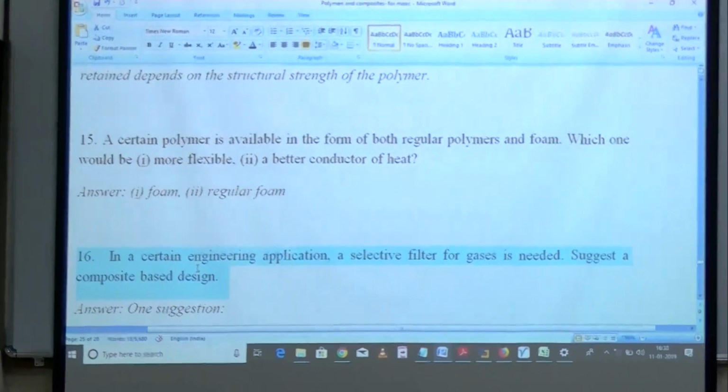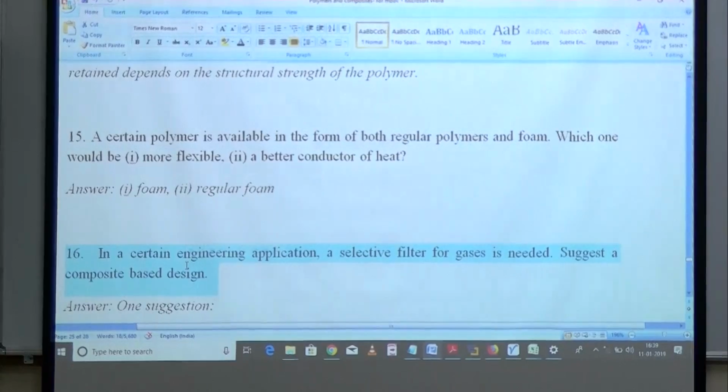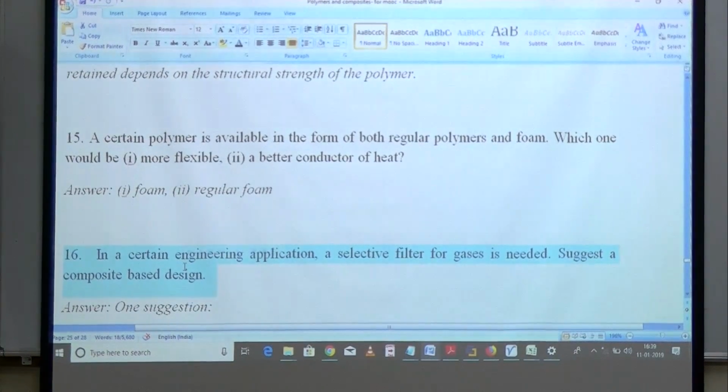This is an interesting question. So read the 16th question. In a certain engineering application, I need a selective filter for gases. I want it to allow, let us say, helium through, but I don't want it to allow carbon dioxide through. For this particular application, I have a mixture of helium and carbon dioxide. So what could I do so that I get helium out but not carbon dioxide? Can you discuss with one another?